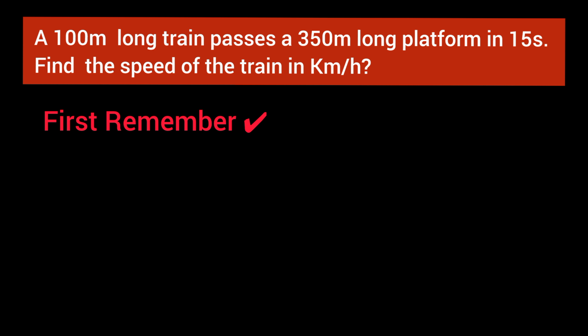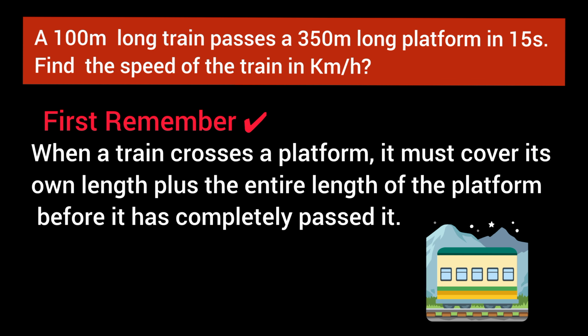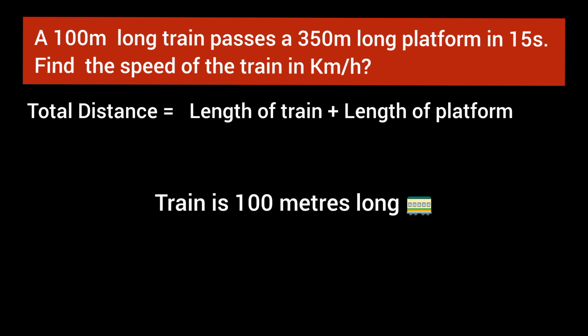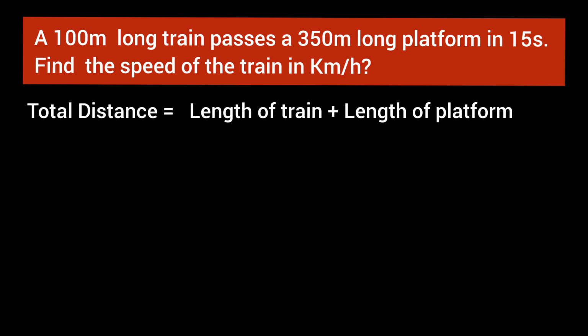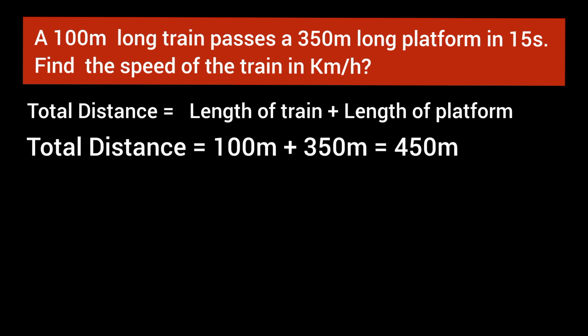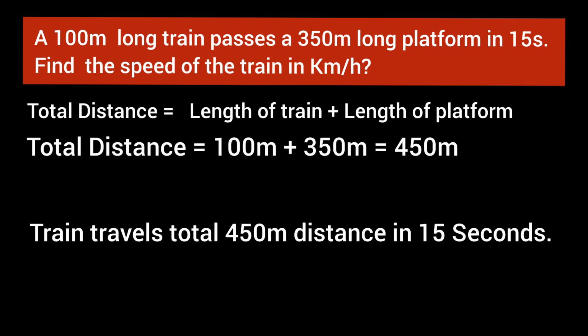First, we need to understand that when a train crosses a platform, it must cover its own length plus the entire length of the platform before it has completely passed it. So, in this question, the train is 100 meters long and the platform is 350 meters long. If we add these two distances together, we get 100 plus 350, which is equal to 450 meters. This is the total distance the train travels during those 15 seconds.